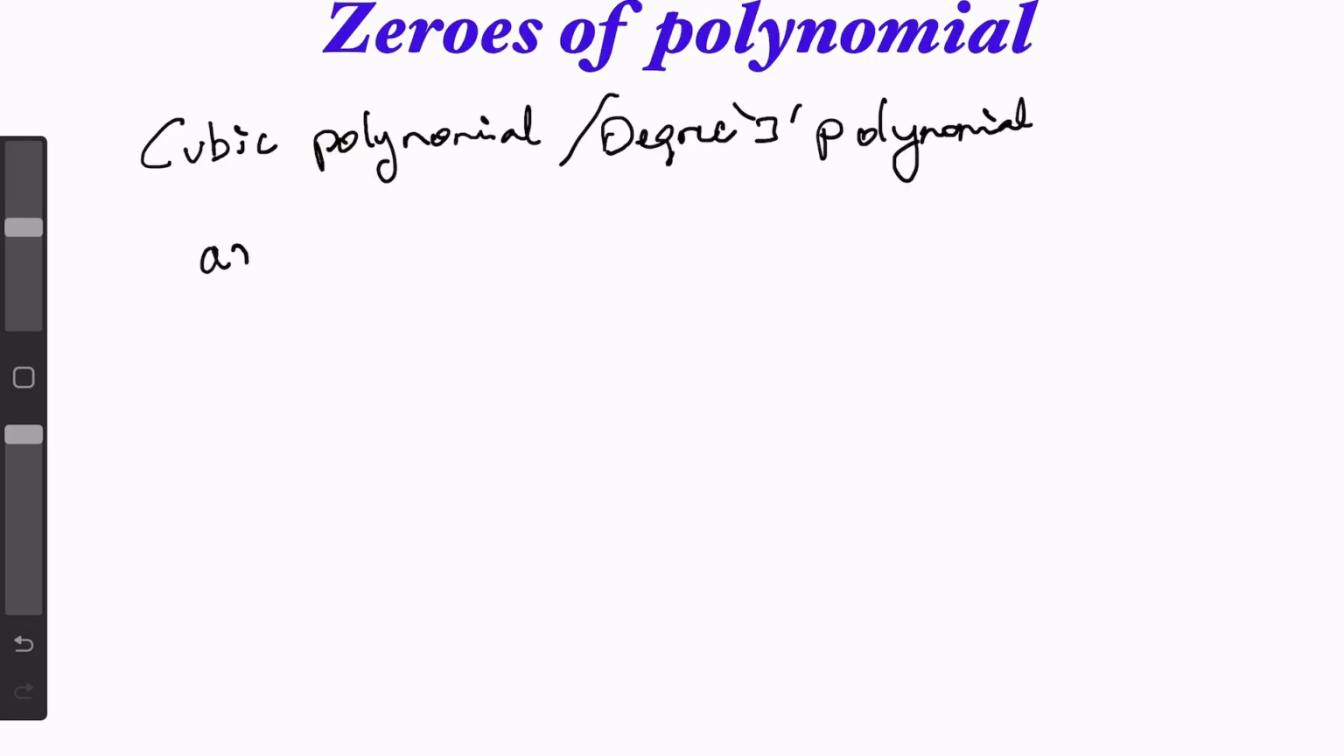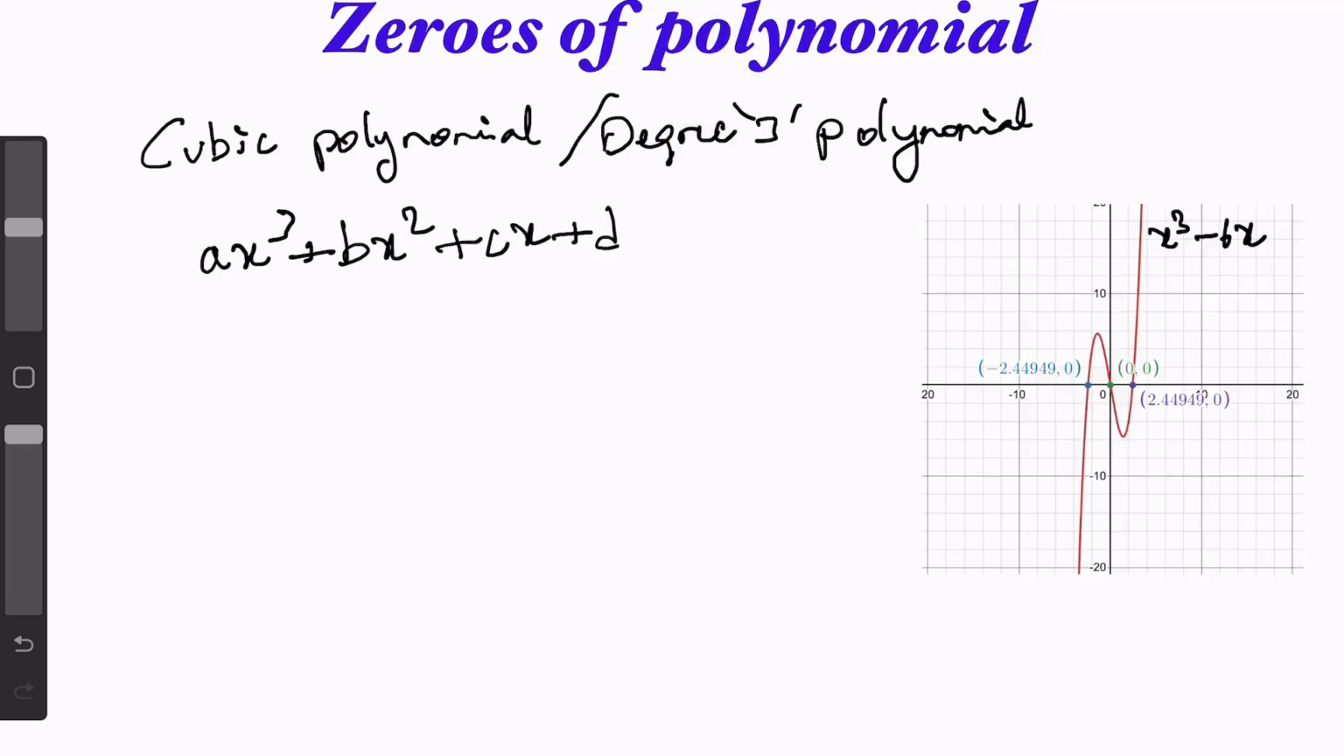And now let's discuss the cubic polynomial, or degree 3 polynomial. The general form of a cubic polynomial is ax cubed plus bx squared plus cx plus d. Let's see an example here. The x-axis is touched three times, so it has three zeros.